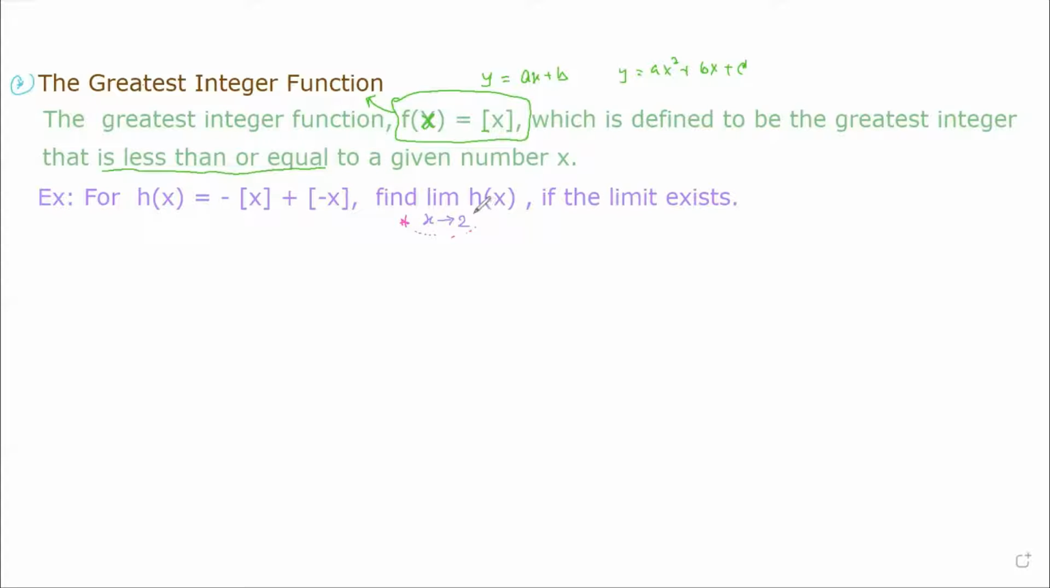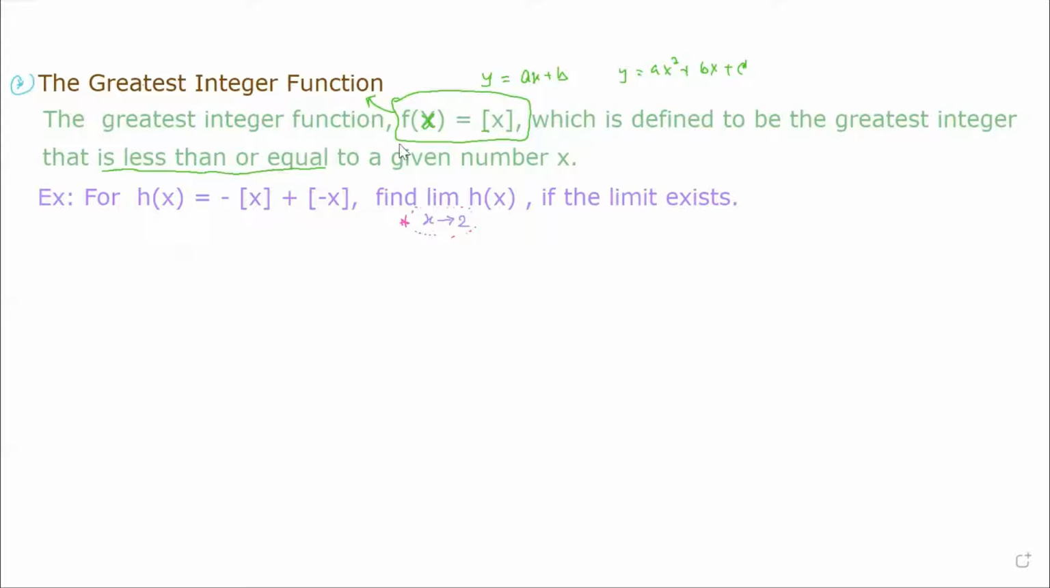This one, x approaches 2, right? On the top right corner there is no plus and no minus sign. That means we have to work on both sides, the left-hand and the right-hand limit. So in this case, we have to do both. Then we use the two-sided limit to find out whether this limit exists or not. Okay, so now we start.